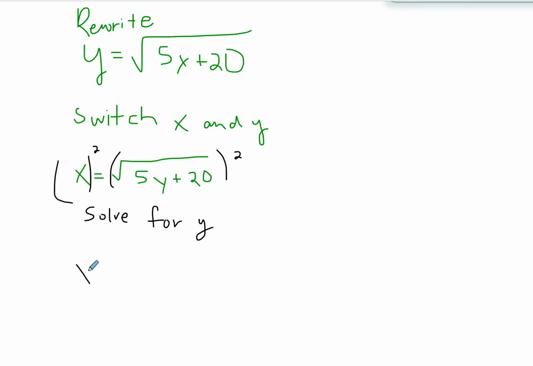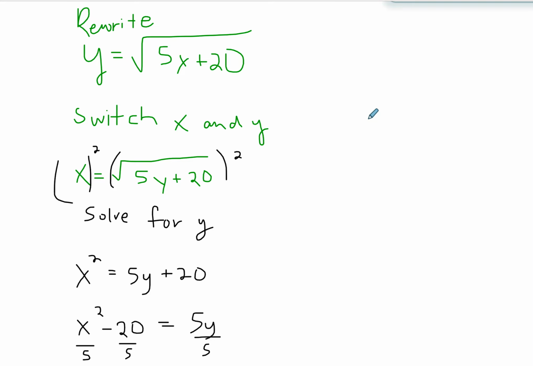So that gives us x squared equals 5y plus 20. Since we're solving for y, we move the 20 over. It becomes x squared minus 20 equals 5y. Then we divide by 5, and this is what we have.